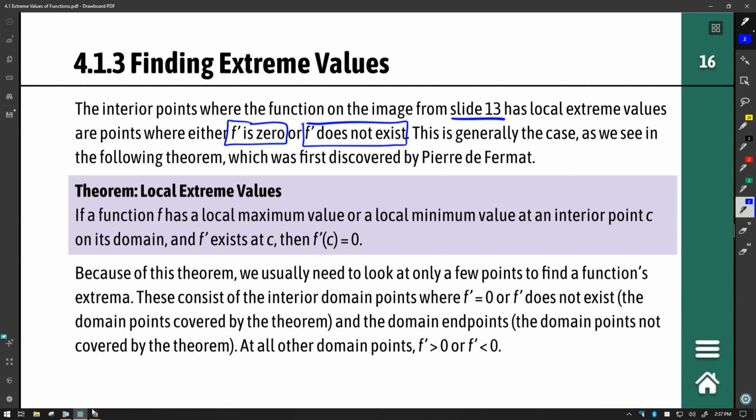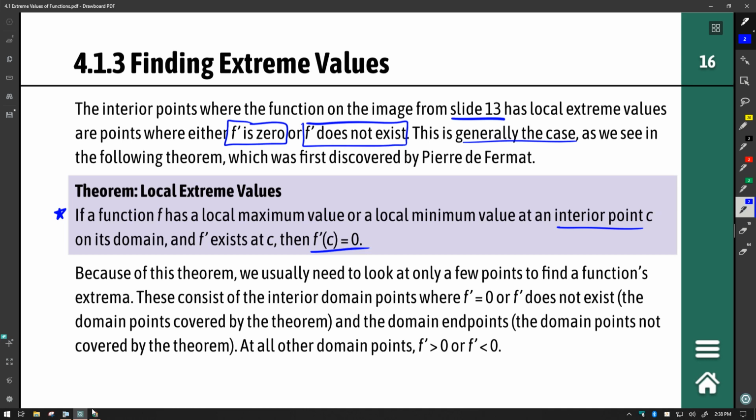And it turns out that this is generally the case, as we see in this following theorem, which was discovered first by Fermat. If a function f has a local maximum value or local minimum value at an interior point c on its domain, and f prime exists at c, then f prime of c is 0. So because of this theorem, we usually need to look at only a few points to find a function's extrema. That's kind of great because we don't want to check every single point on an interval.